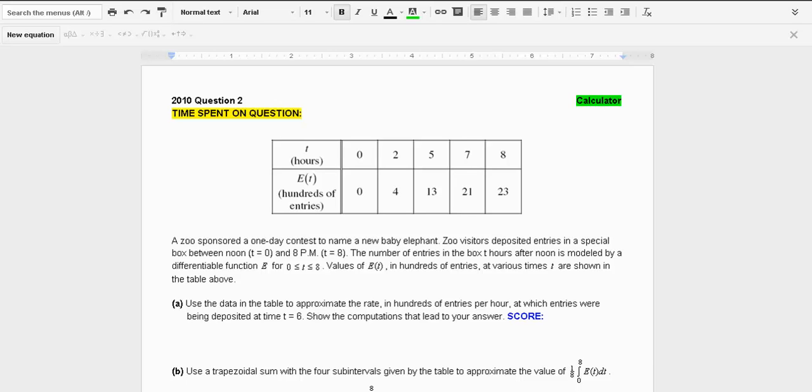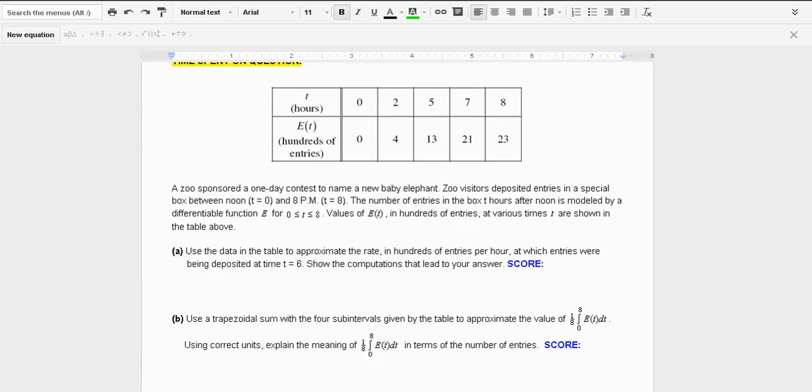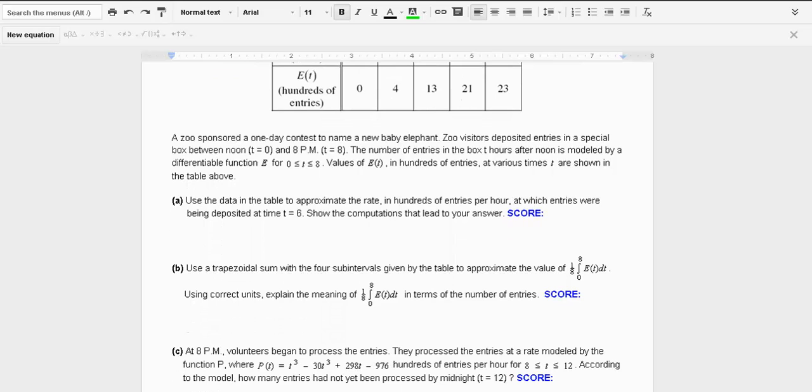Okay, so in this question you had to use a table given where you're given the number of entries in the box. So what this tells you is that at 8 p.m. there's a total of 23 entries in the box. At 2 p.m. there's 4 entries in the box. So 23 is going to be the total number of entries in the box at 8 p.m. when you stop collecting them.